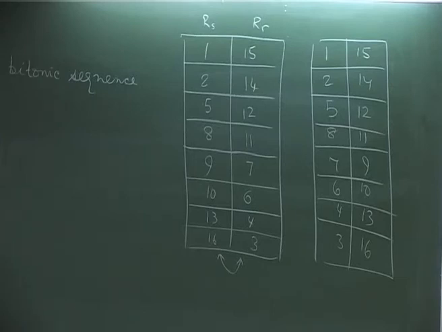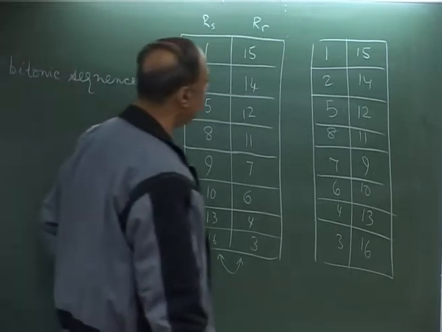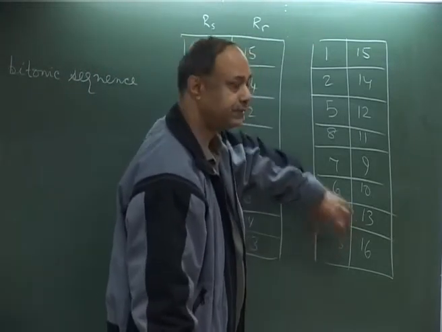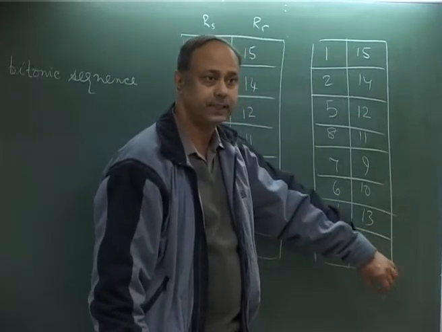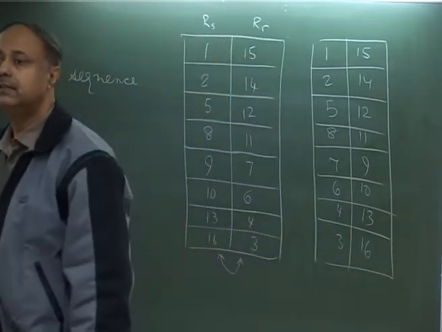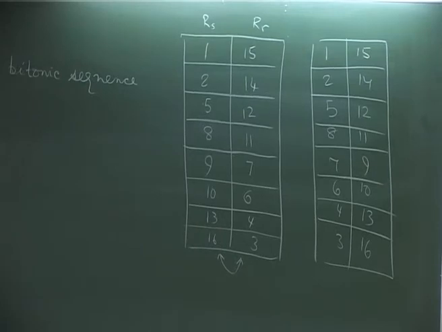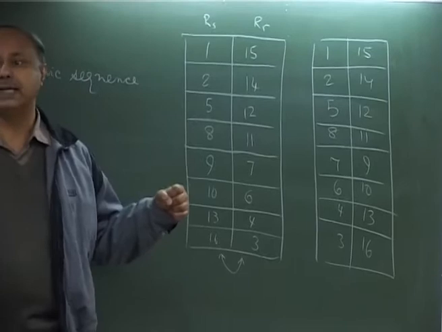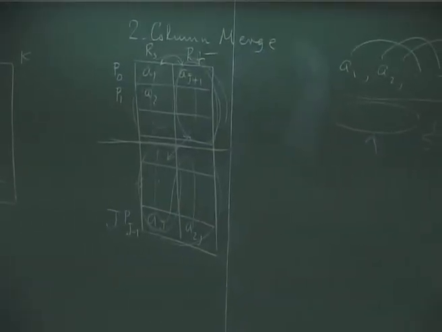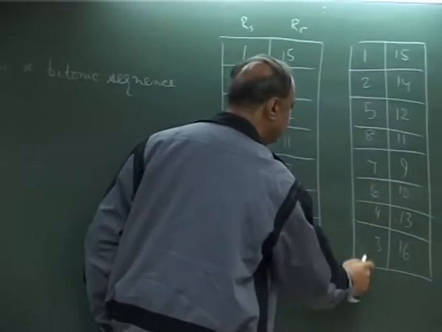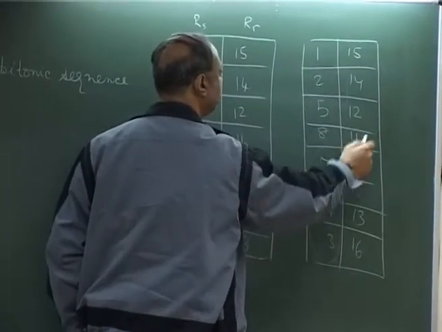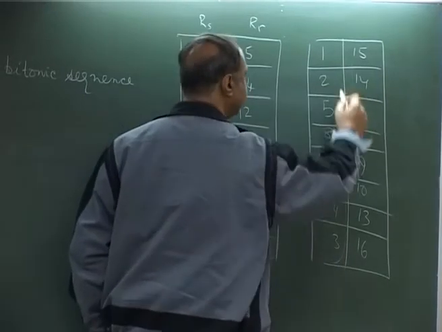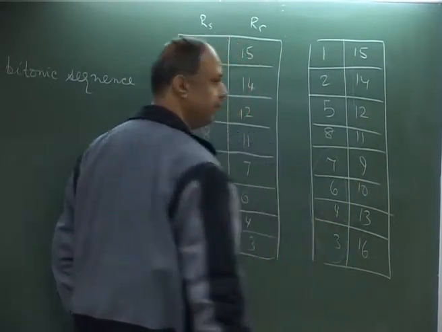You get the result of this slide. Now you observe that this becomes a bitonic sequence and this becomes another bitonic sequence, by the theorem of bitonic sequence. Now you want to use the same algorithm for your work. So I want these elements to be here so that I get a bitonic sequence, and these elements here so that I get another bitonic sequence.